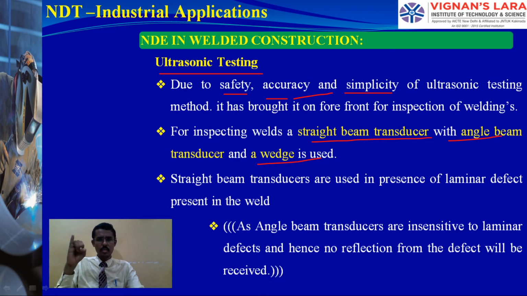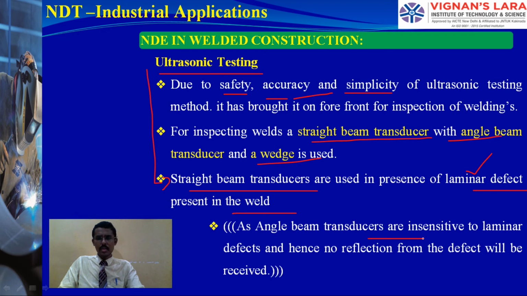We are using maybe the straight beam transducer or maybe the angle beam transducer, and along with this we are using a wedge. These are the components of ultrasonic testing. A straight beam transducer is used in the presence of a laminar defect in the welds. So to detect these laminar defects we use the straight beam transducer in ultrasonic conditions.